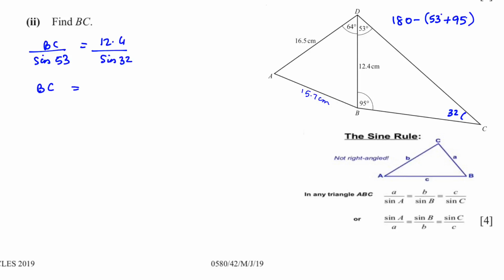We want to find BC, so we have to leave BC alone. We will cross multiply. This sine 53 when I bring to the other side will become a multiply. You just have to put it in the calculator and you will get the answer. We'll get 18.68. We'll round it to one decimal. It will become 18.7 centimeters. These questions carry more marks. You just need to know your sine and cosine formulas.